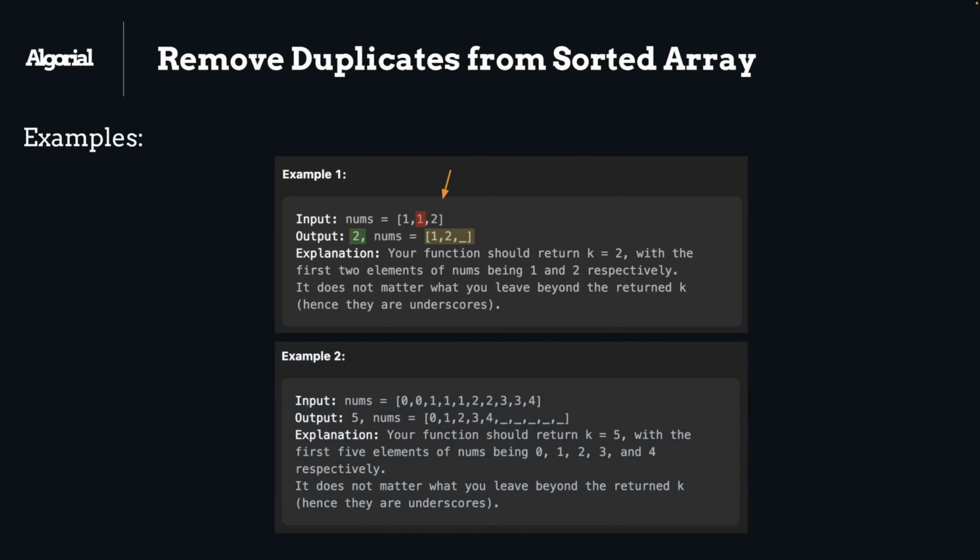Second example. Again, same scenario. We have a bunch of numbers in an array. After removing the duplicates, we will end up with this mutated array and we return the index at which the array stops being unique. Before getting into the solution, let me show you something in the question description first.